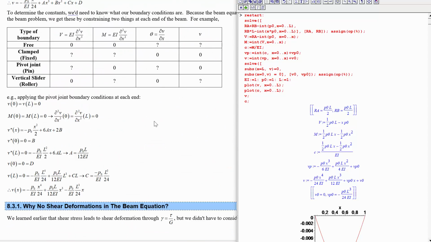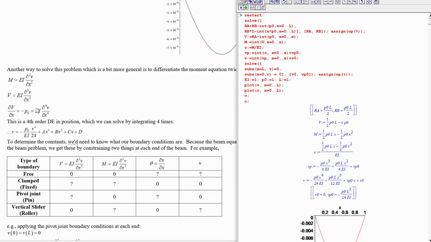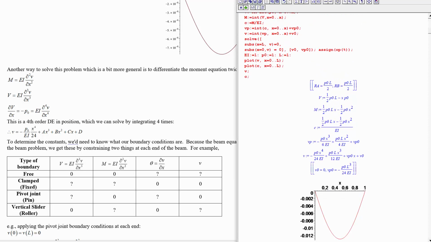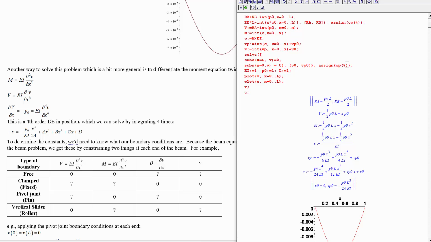But another thing we could have done is just said, hey, we've got a fourth order differential equation here. We know EI, presumably. We know P naught, presumably. And we know some conditions on V at the start and the end. So we ought to be able to derive all of these things just directly, right? Let's see if we can do that.